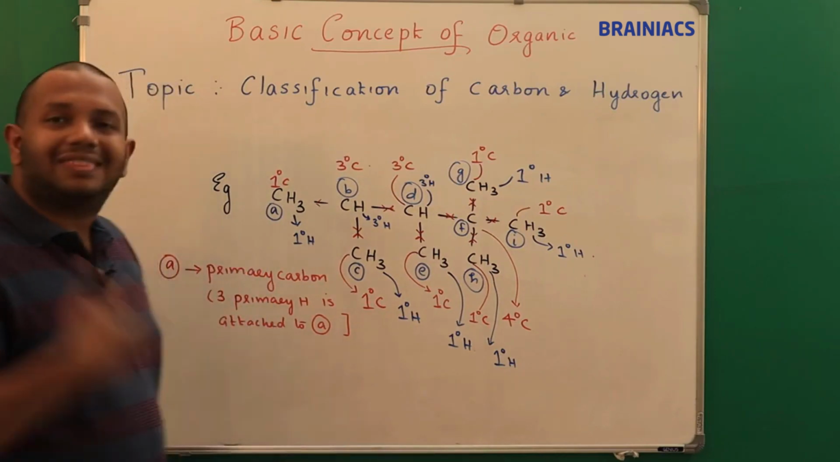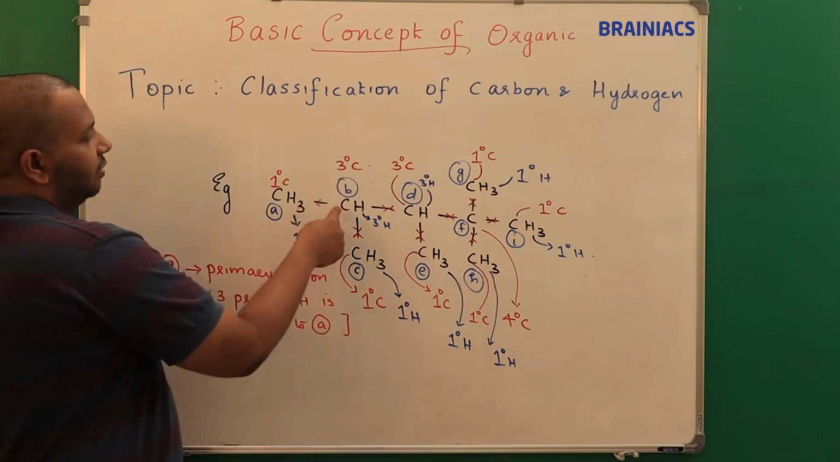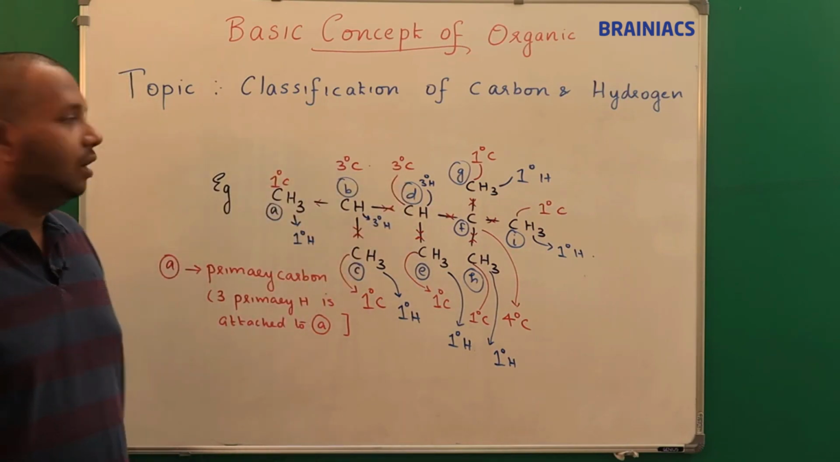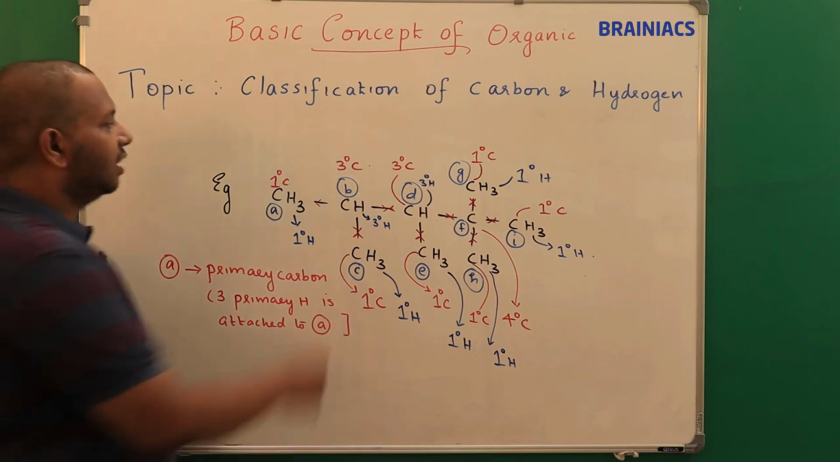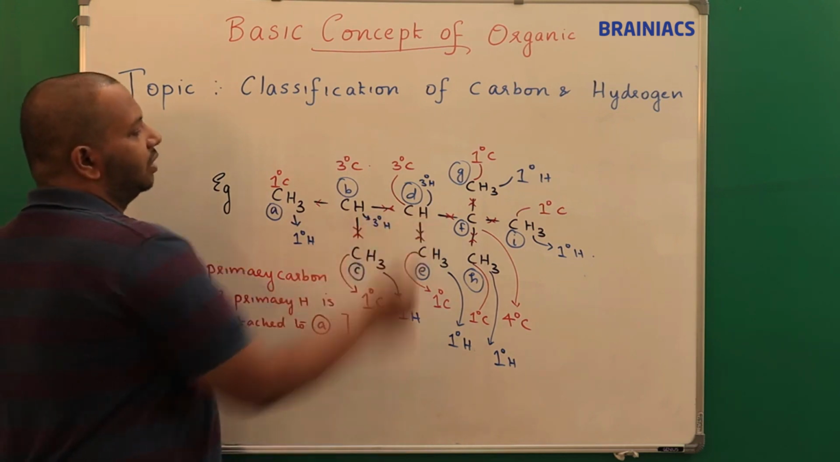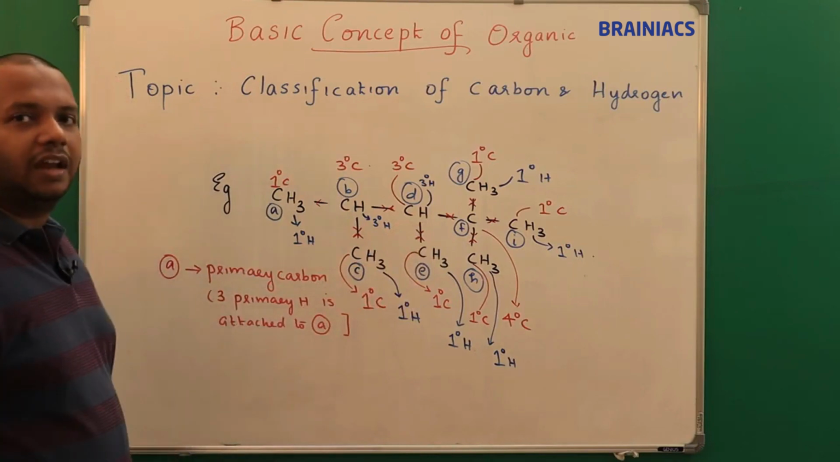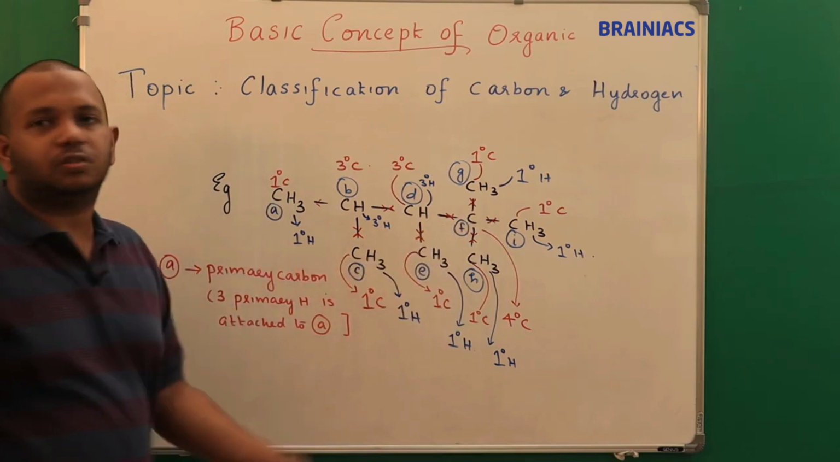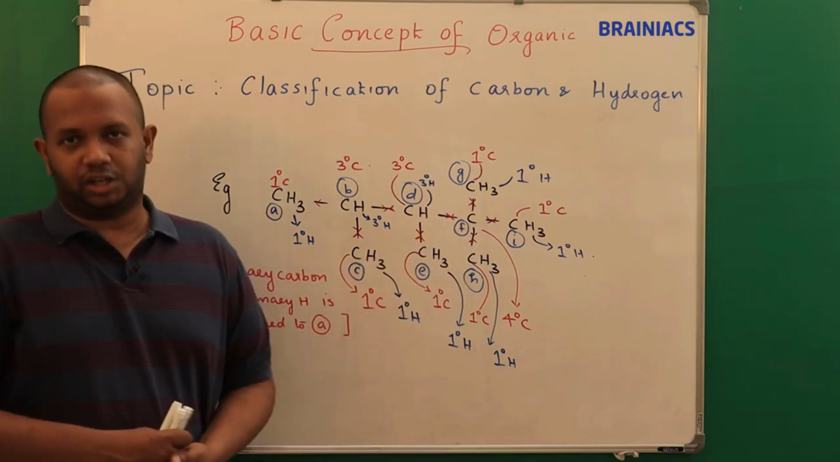Now how many 3 degree carbon atoms? Here you can see 1 and 2. So totally 2 3 degree carbon atoms are present. So how many 3 degree hydrogens are there? You can see 1 here, another 1 here. So totally 2. And how many quaternary carbon atoms are there? Only 1 quaternary carbon atom, and there is no concept of quaternary hydrogen atom.